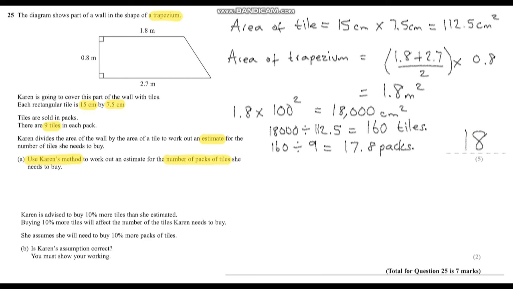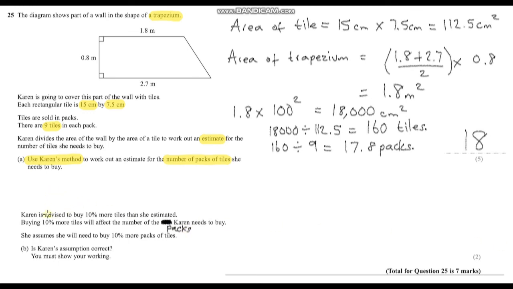Okay, now part B. I did notice as I was copying the questions over, there is a mistake in the question. Instead of tiles, you might have noticed, it doesn't really make sense if it says tiles. That should say packs. Now let's read the question. It should make sense now.